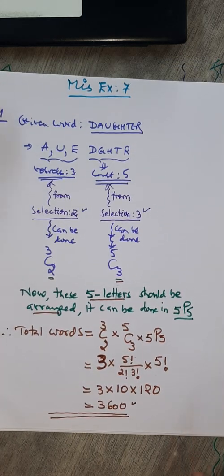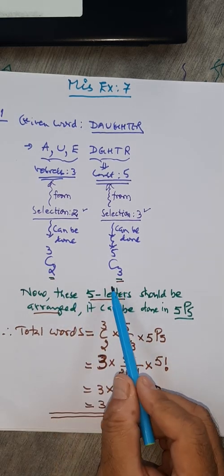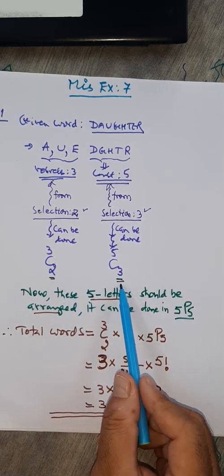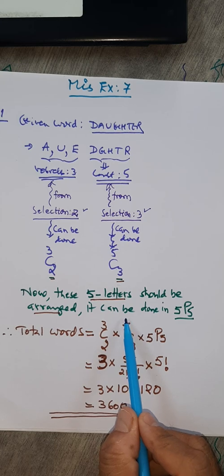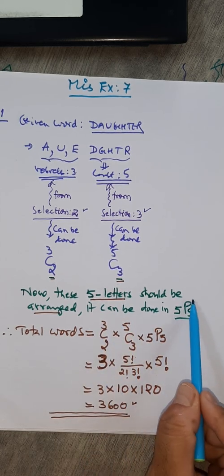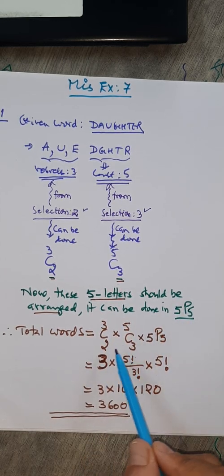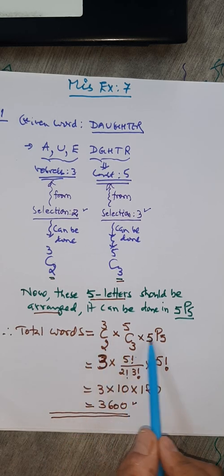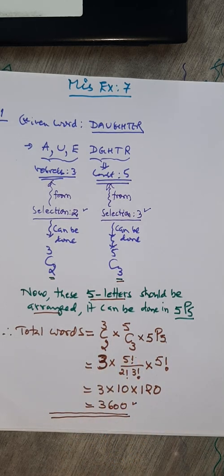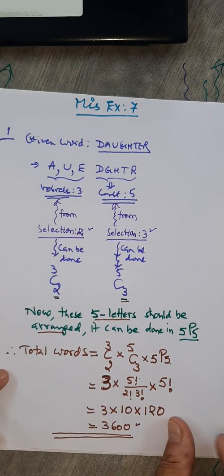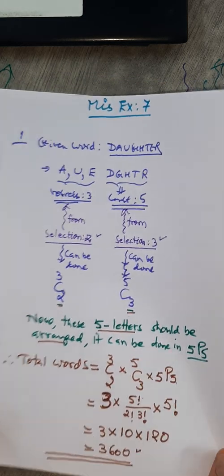Remember, this is a mixed question. In the beginning you used selection, so combination came. Later you used permutation. First you selected, and in selection order is not important. Once selected, afterwards you arranged, and then it becomes a question of permutation. So by counting principle, selection and permutation, this many words can be formed with the 2 vowels and 3 consonants of the letters of the word daughter. Okay, fine. Let's go to the next question now.